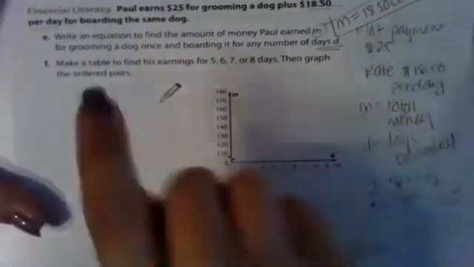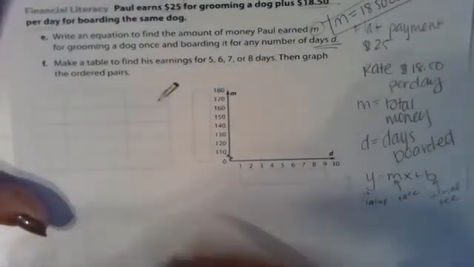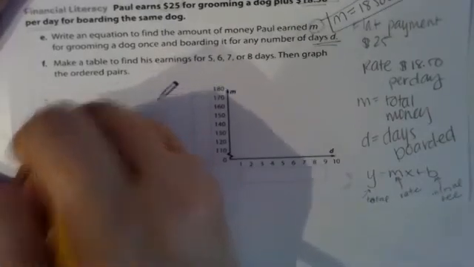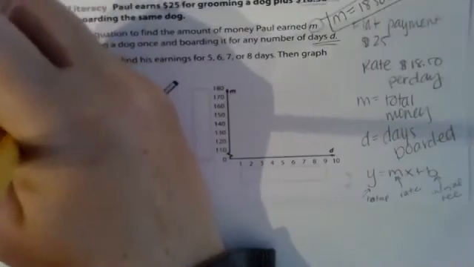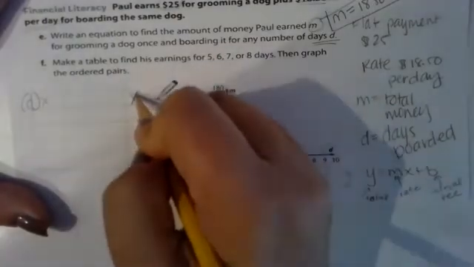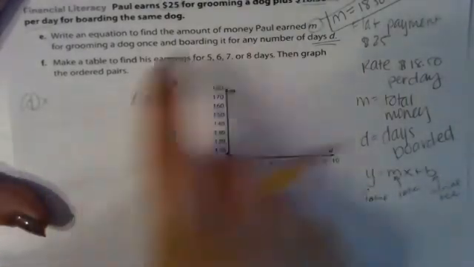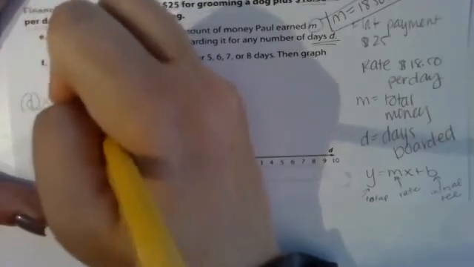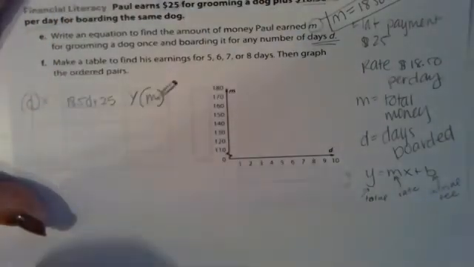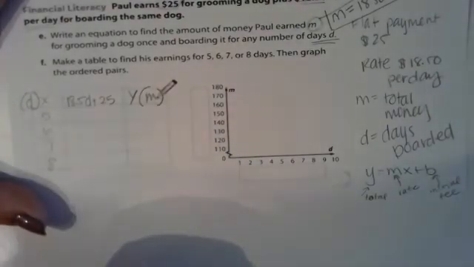So then down here it says make a table, find his earnings for 5, 6, 7, or 8 days, then graph. So my X is my input, which is really going to be my D here. And then my output is Y, but we're calling it M in this problem. And then in the middle part is that equation we just wrote, which is 18.5D plus 25. And we're solving for 5, 6, 7, and 8 days.